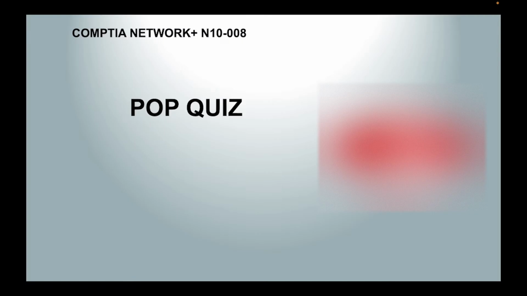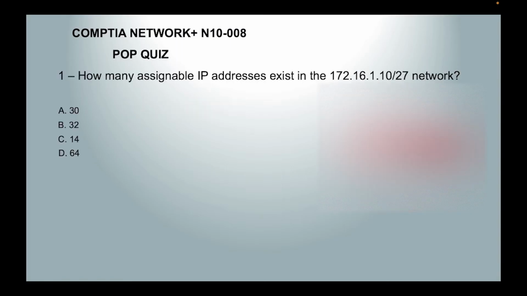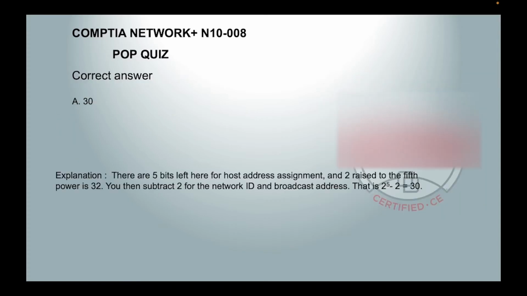All right, and now we are on Pop Quiz number 9, and let's get started. Number 1: how many assignable IP addresses exist in the 172.16.1.10/27 network? Is it A, 30, B, 32, C, 14, or D, 64? Correct answer is 30.